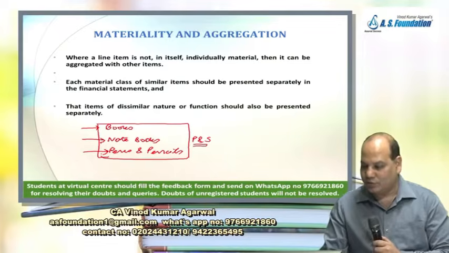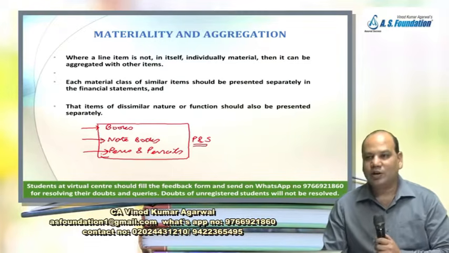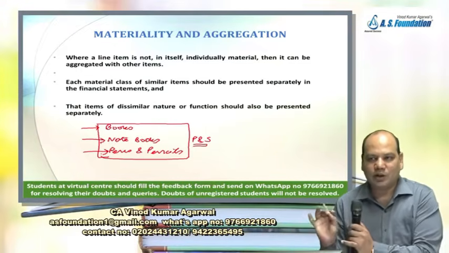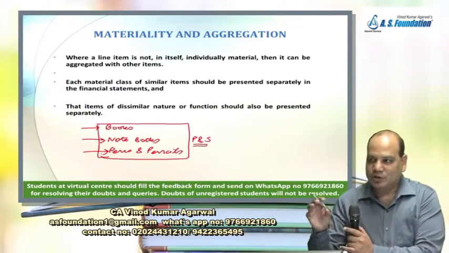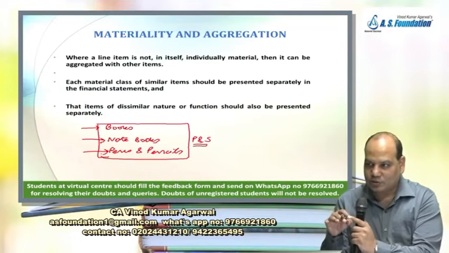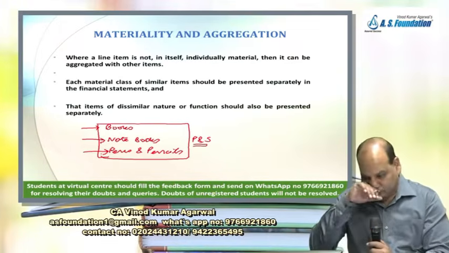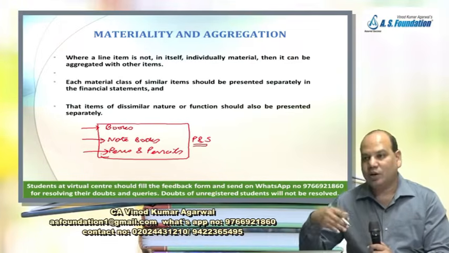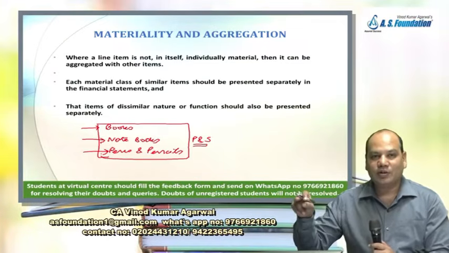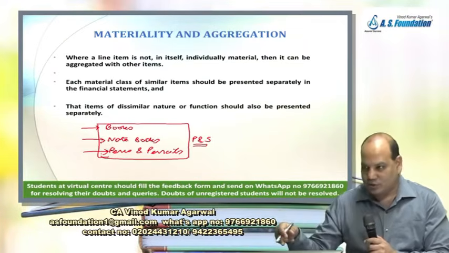That is called aggregation. Then it can be aggregated with other items like depreciation and amortization. If the amortization amount is not material, and the depreciation amount is material, then maybe you can club amortization with depreciation also. If possible, you can give them separately also. Nobody stops you from writing depreciation separately and amortization separately.